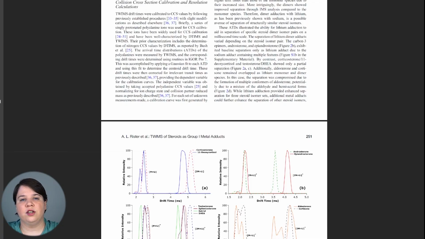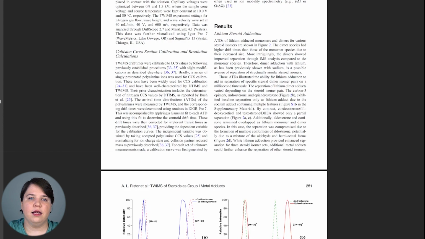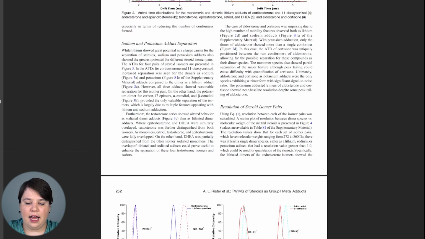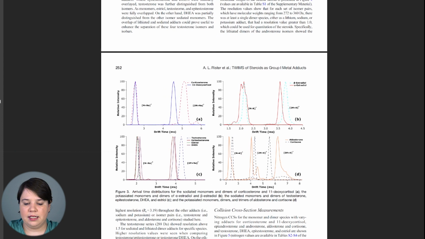Here's my results section for my first published paper. In analytical chemistry, we write our results and discussion sections as a single section, and so that's what you can see here. You can see that I have one major heading for each of my major figures. In this case, lithium steroid adduction is going to refer to this figure where I show all the different ATDs for the lithiated adducts. Then I have a sodium and potassium adduct separation, which relates to this figure here where I'm showing sodium on this side and potassium on this side.